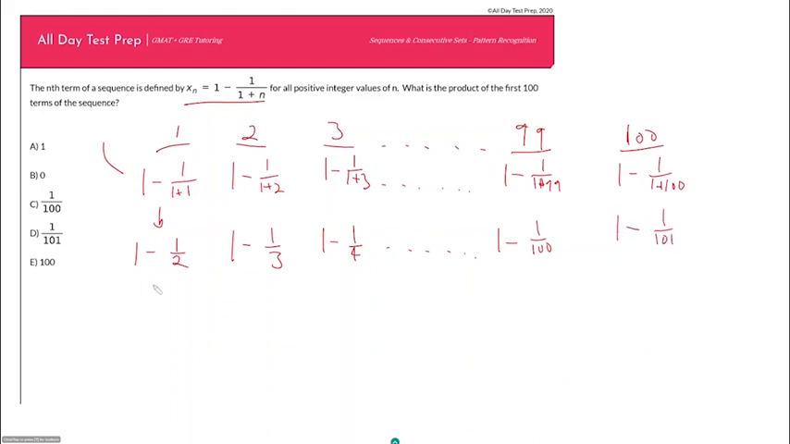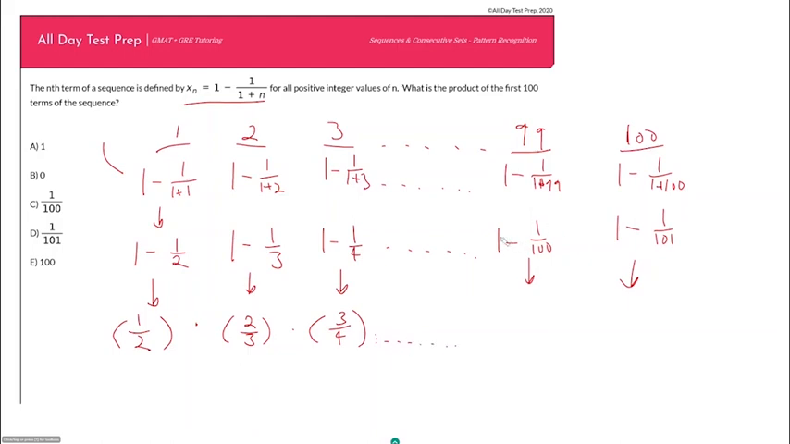So then if we do our final simplification, actually find each term, our first term is just 1 half. Our second term is 1 minus 1 third, which should be 2 thirds. 1 minus 1 fourth should be 3 fourths. You can see the pattern emerging here as well.